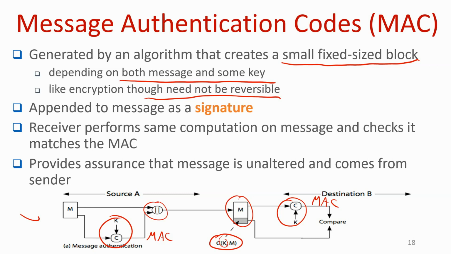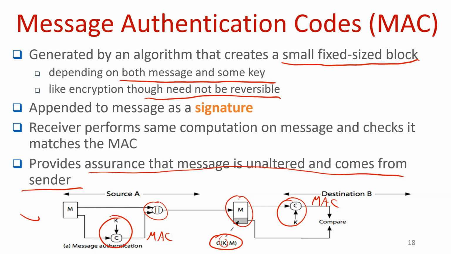So this means that the message was not manipulated on its way, because if it were manipulated, the generated MAC at the destination would not match. It also means that the originator is validated, because I will not be able to verify the MAC unless I have the same key as the sender. So this provides assurance that the message is unaltered and comes from the sender.